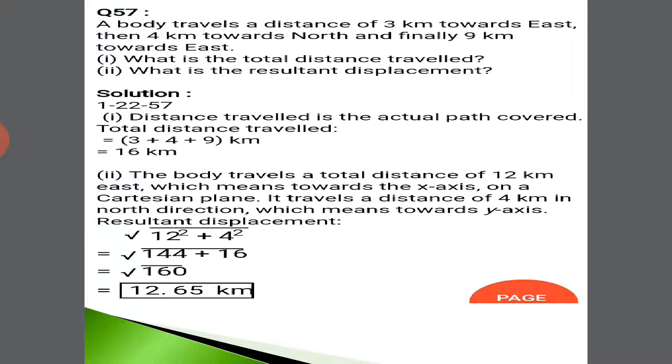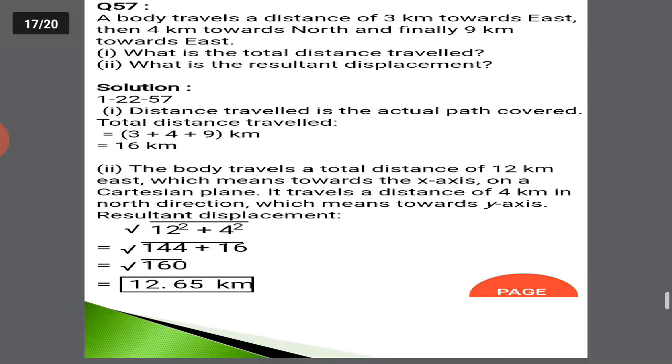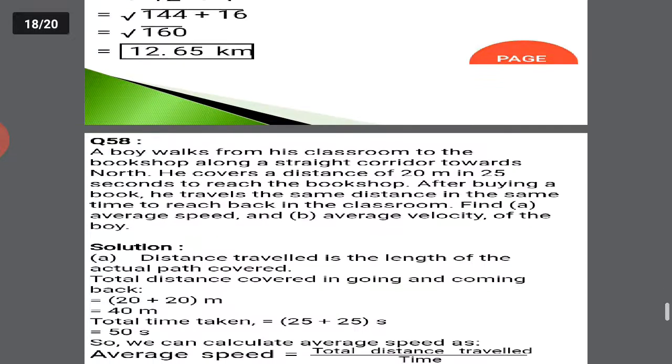First, distance traveled is the actual path covered. The total distance will be 3 plus 4 plus 9, it is 16 kilometer, and then the displacement: the body travels a total distance of 12 kilometer east, which means towards the x-axis on a Cartesian plane, it travels a distance of 4 kilometer in north direction, which means towards y-axis. So the resultant displacement is square root of 12 square plus 4 square, it is root 160, 12.65 kilometer. Okay.